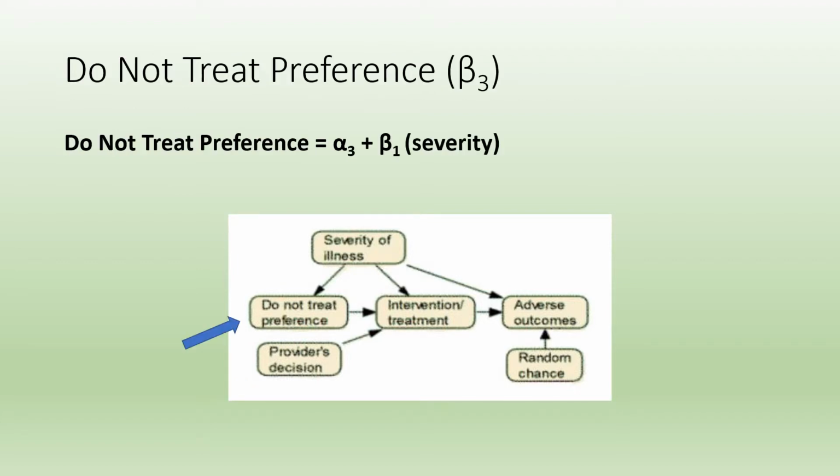The next node we are going to look at is do not treat preference, which I've labeled beta sub 3. If we look at our network here, we can see that do not treat preference has one parent, severity of illness, and we will add severity of illness to its equation above. So do not treat preference equals its intercept plus beta sub 1 severity of illness.